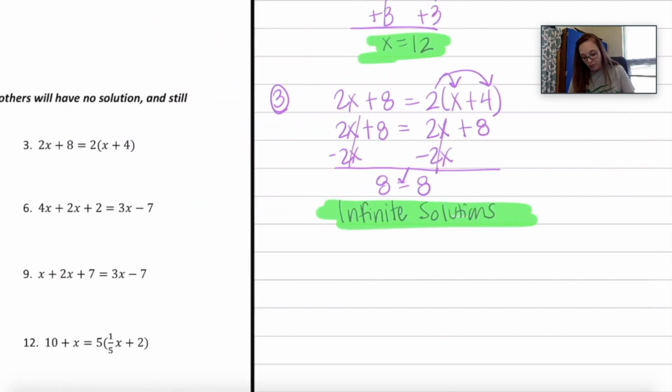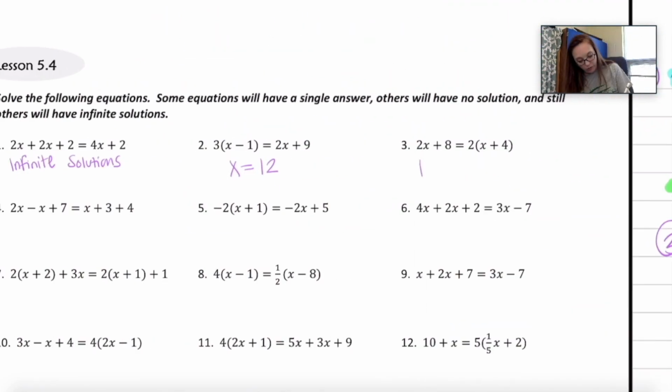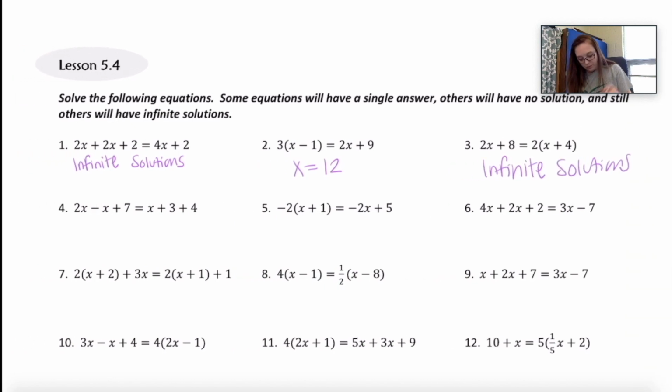So I'm going to come back over here to number 3, and I'm going to write infinite solutions. Now, what happens if the variables cancel and I'm left with a statement that is not true, like 8 equals 7? Then we say there's no solution. So let's see what happens when we do number 4. Let's try that one next.